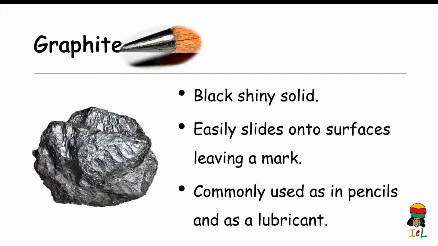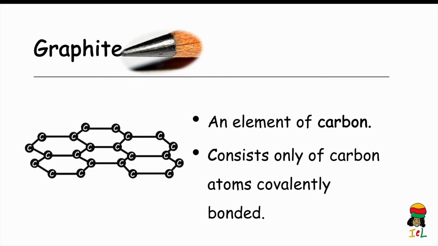It is commonly used as lead in pencils and a lubricant because the hexagonal ring layers in the structure easily slide over each other. For emphasis, note that the lead in pencils is not the element lead as in the metal lead, but graphite, which is the element carbon. So graphite, like diamond, is an element of carbon. The graphite structure consists of only carbon atoms bonded together by strong covalent bonds, and each black circle within the structure represents a carbon atom.